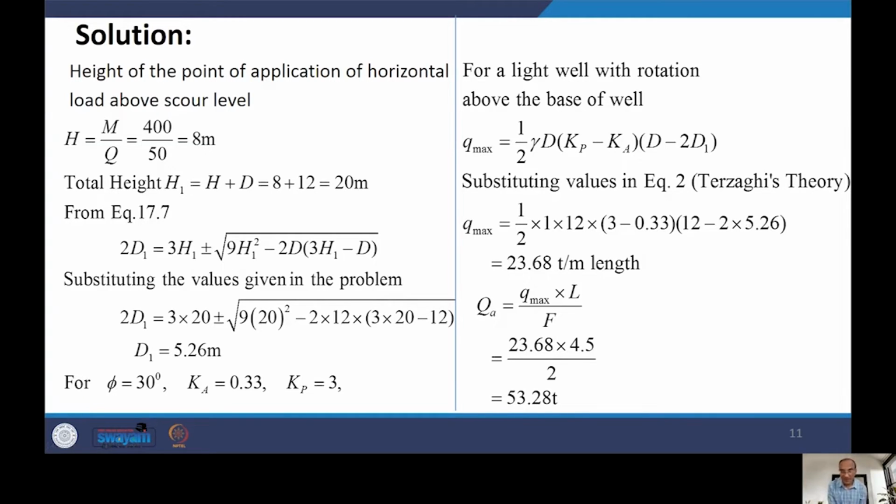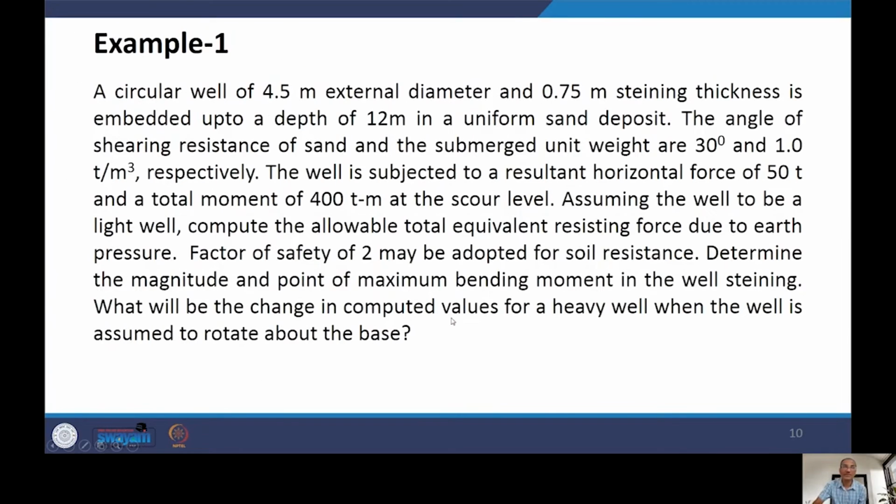So in this case, the maximum value of Q can be calculated from this relation. And gamma, the unit weight, is given to you in this question as 1 ton per meter cube, the submerged unit weight.